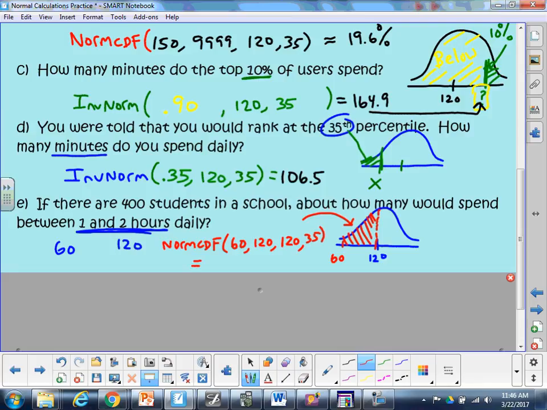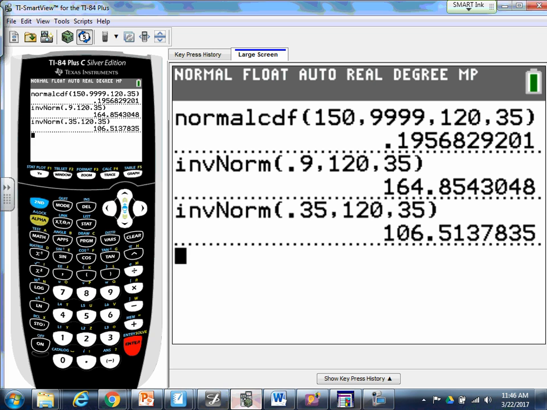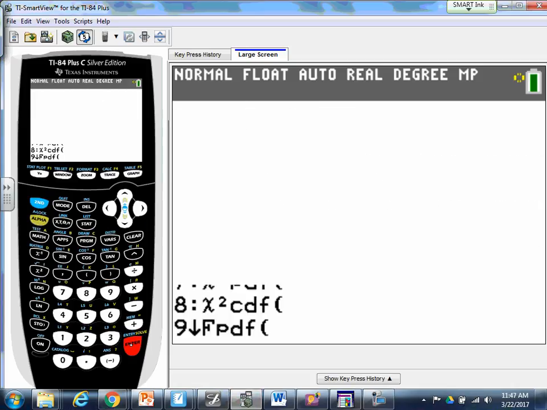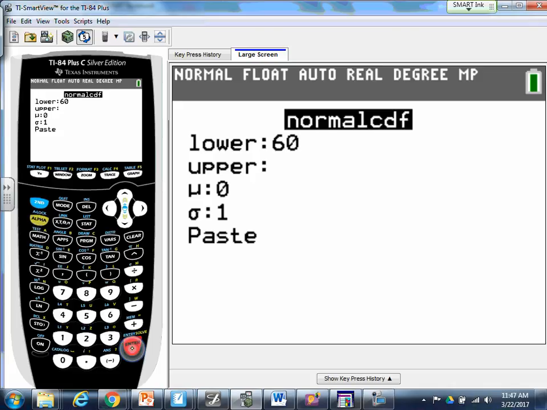And then what I'm going to do is I'm just going to take that percentage out of 400 students to get a final answer. So this one just had a little wrinkle in it, but it's still basically asking for the number of students, and it's not asking about finding a value in minutes. They gave us those numbers. So let's do the NormalCDF part first. So we're going to go from 60 to 120. The mean and standard deviation are still the same, 120 and 35.